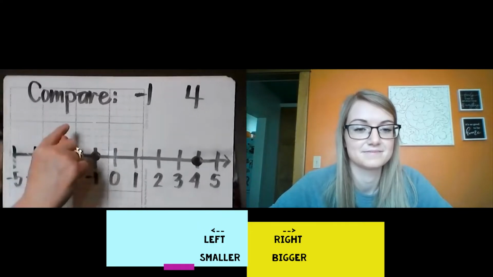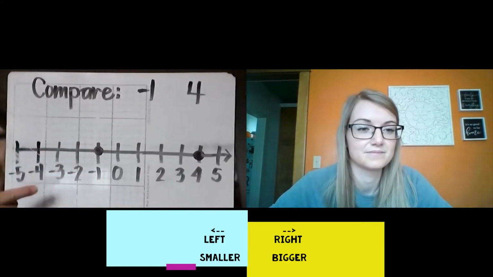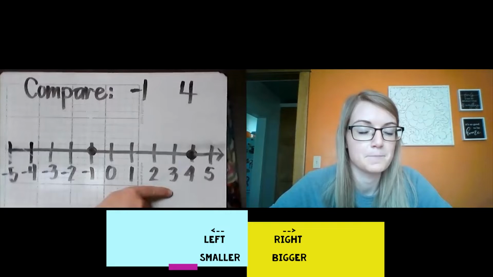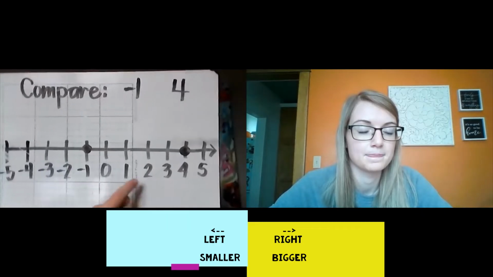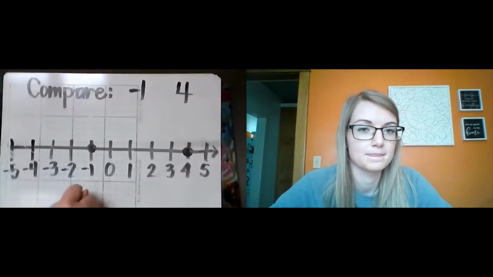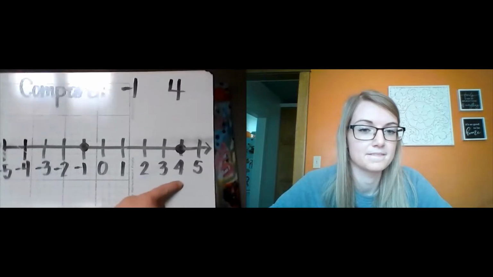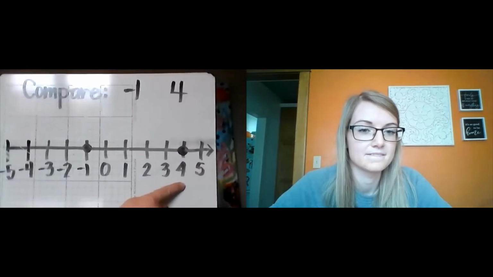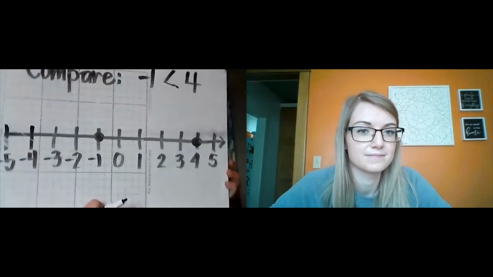All right, now if we're comparing them, whatever is farthest right is the biggest. And so in this particular example, these 2 numbers, 4 is the biggest number. And so we're going to write our alligator mouth so that it is open to the 4.